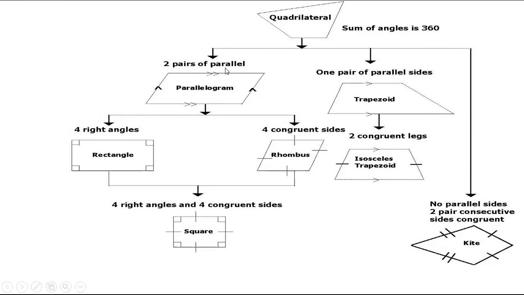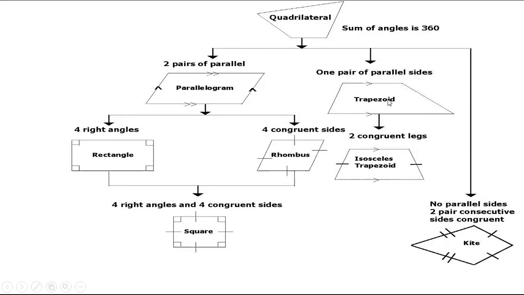Two pairs of parallel sides is the parallelogram. This parallelogram is divided again into rectangle, rhombus and square. In rectangle, rhombus and square, we will find opposite sides are parallel and equal. Trapezium, here it is mentioned as trapezoid. Trapezoid is also known as trapezium. So if we have only one pair of opposite sides parallel, then the figure is a trapezium. These two are the non-parallel sides.